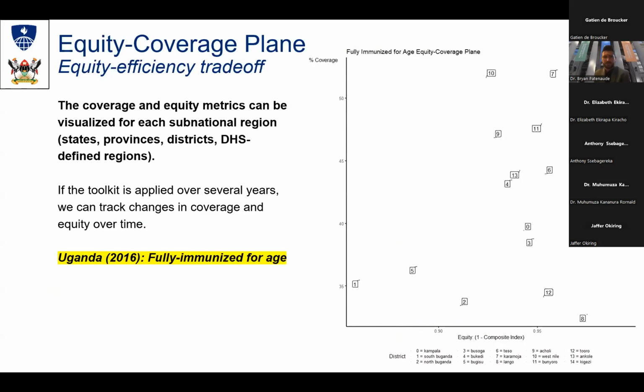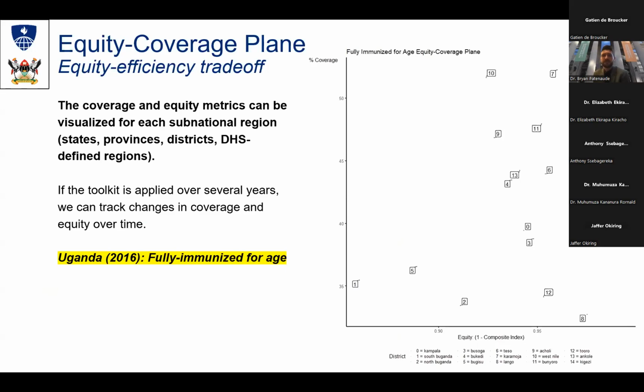And so here's an example using data from the 2016 DHS for fully immunized for age status. You can see that some areas are doing really well. So Kigezi, in terms of this outcome, is doing quite well in terms of equity and coverage, where you have some areas such as South Uganda that are not doing as well.